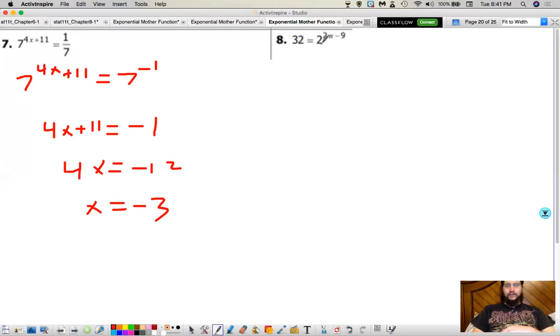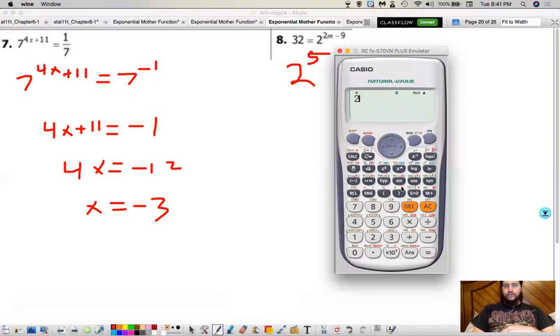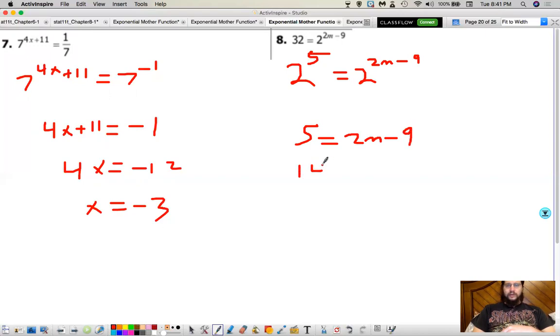All right, I got a 32 and I got a 2. Hopefully you know 2 to the 5th power is 32. If you don't, use your calculator. 2 to the 3rd power. Oh, 4th power. Oh, not 34th power. That's a little big. 4th power, 16. No. 5th power, 32. There we go. We found it. All right. Now let's set our exponents equal to one another. 14 is equal to 2m. 7 is m.